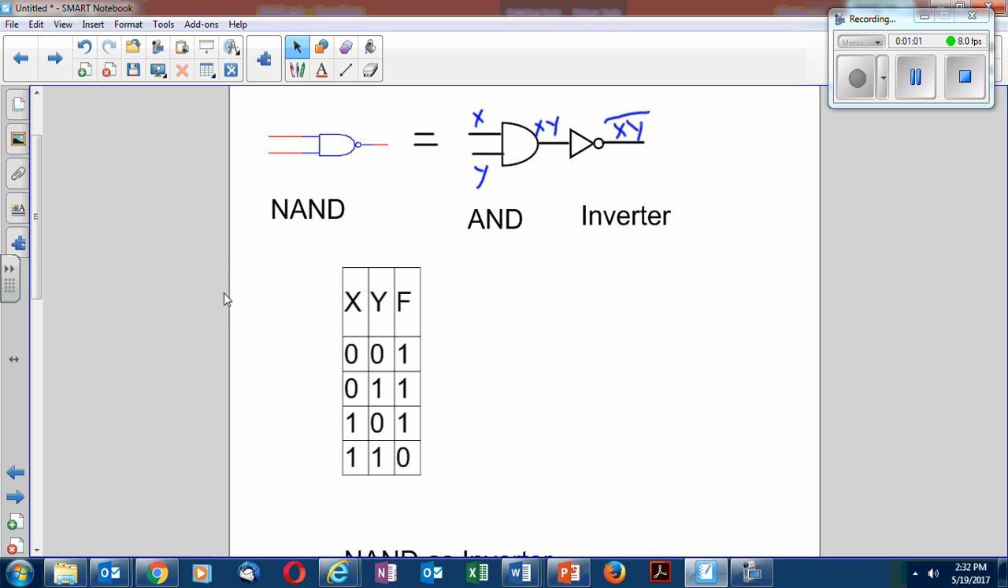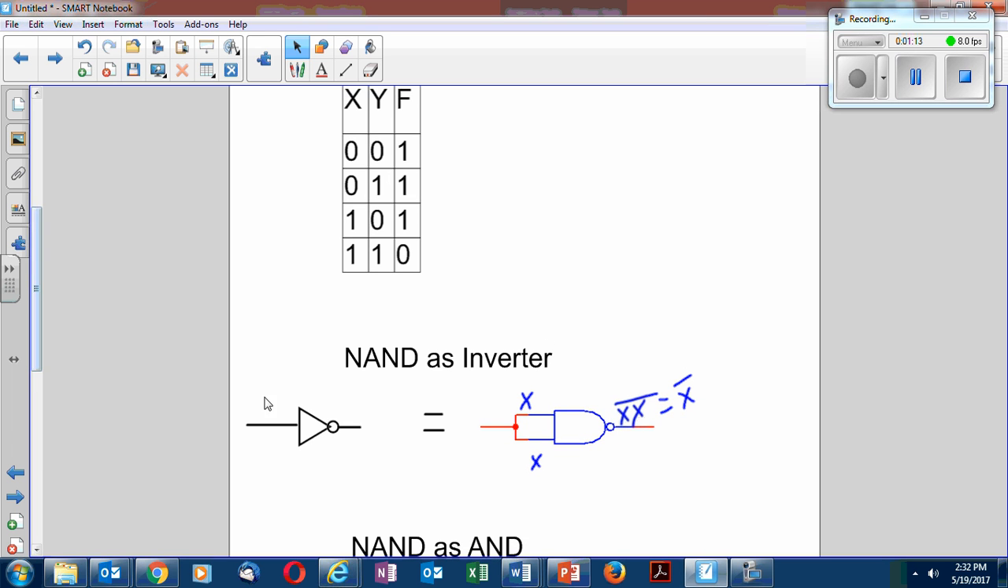A NAND gate is a universal gate, which means it can be used as an inverter or AND gates. So this is how you turn your NAND gate into an inverter. You tie its inputs together and you feed it exactly the same input. So when you do that and you put it through the NAND, you get X and X, not. But we know that X and X is always X. So this is just X not, or inverted X. So it comes out to be an inverter.